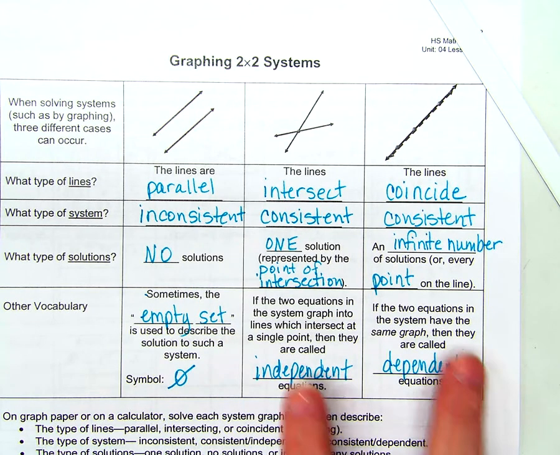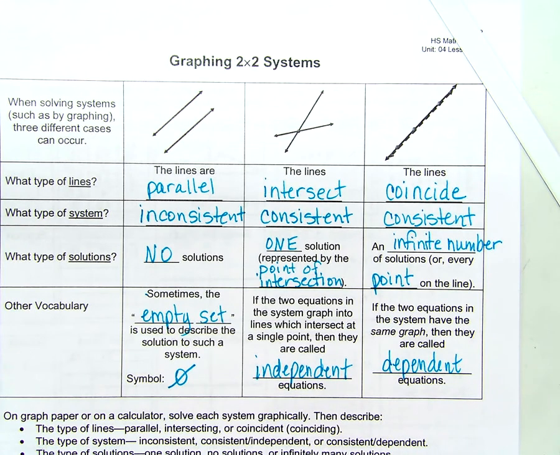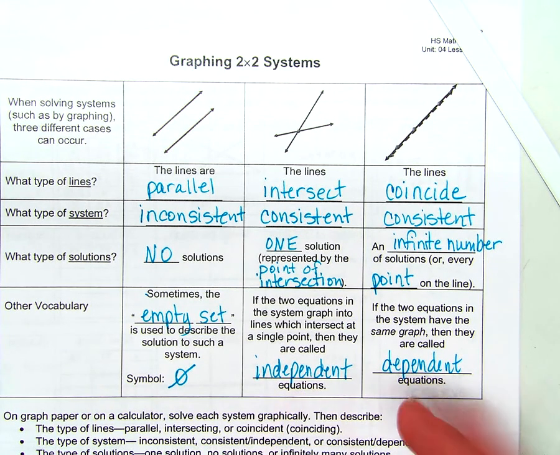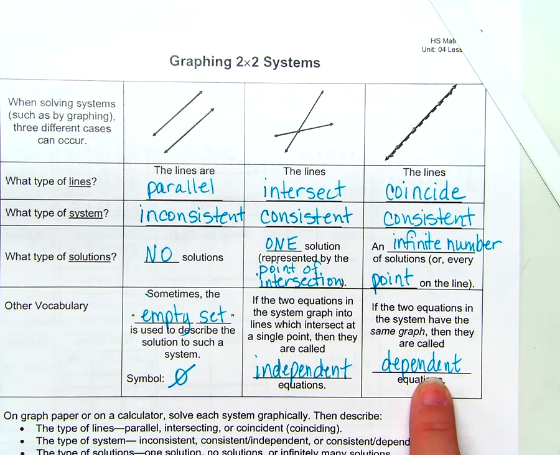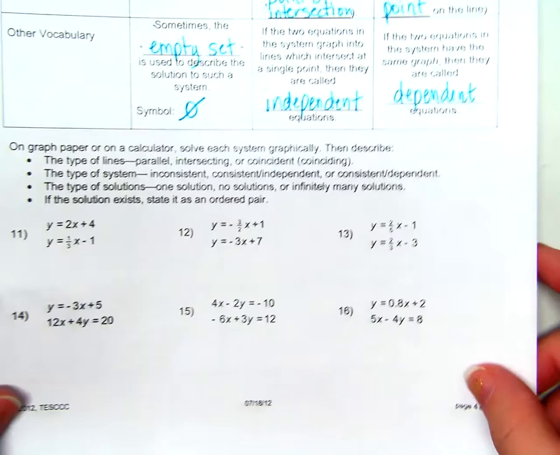Okay? And the last one is other vocabulary. How are you going to tell the difference between independent and dependent? They both touch, but yeah, different equations. These two are going to be the same, aren't they? And these two are going to be completely different. All right? So you have 6 questions on the bottom. These are 6 of your homework questions.